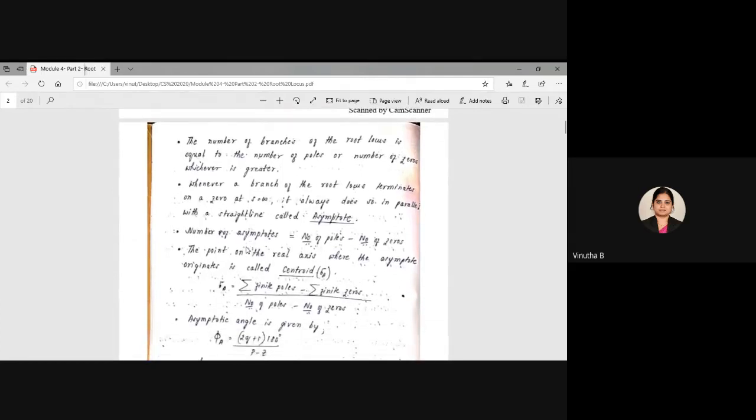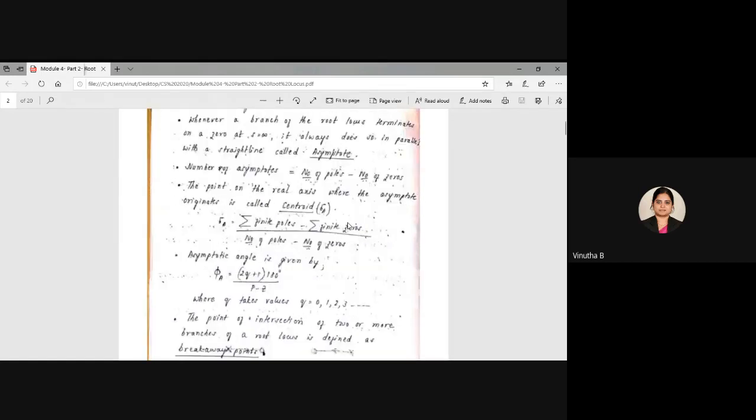Now, the total number of loci, or branches, or lines. In many books they refer to them as branches, in some books as loci, and in some other books as lines. The number of branches of the root locus is equal to the number of poles or the number of zeros, whichever is greater. Whenever a branch of the root locus terminates on a zero at s equal to infinity, it always does so in parallel with a straight line called an asymptote.